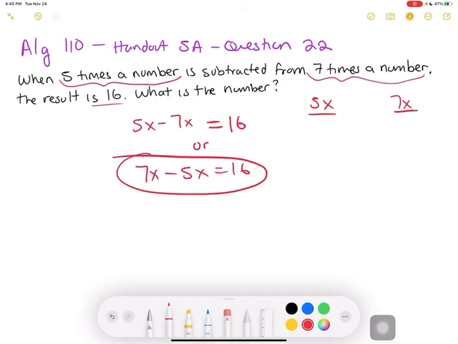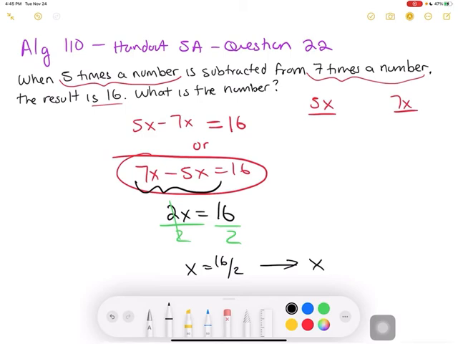Now we're trying to solve the equation, so I'm going to combine like terms. 7x minus 5x, or 5x subtracted from 7x, is going to be 2x. The last step is just dividing by 2 on both sides. The 2 cancels out, and then you just have to do the operation, which is 16 divided by 2. That's going to be x equals 8, and this has to be the correct answer for this problem.